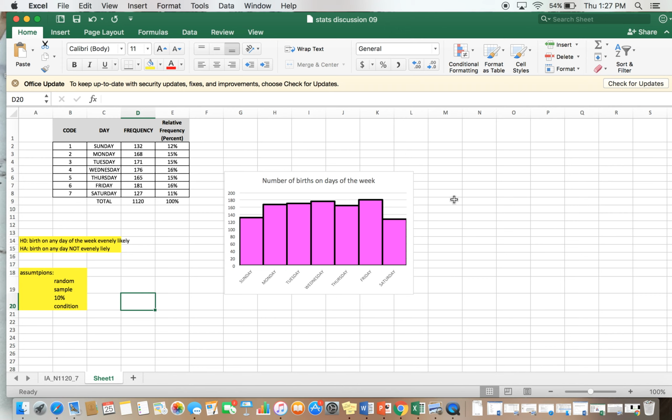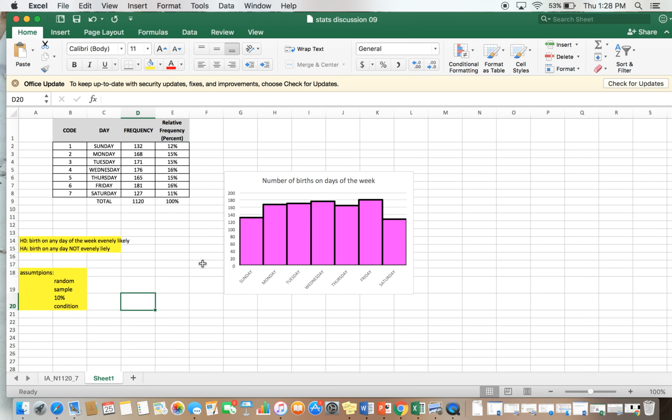So I wanted to do a hypothesis test to see how this all played out. The first things that we have to do before we do a hypothesis test are our assumptions. So random sample, it's clearly a random sample, and the 10% condition are the assumptions that I found the most valid. The 10% condition meaning this is 10% or less of all babies born in Iowa, which 1,120 is definitely less than 10% of the babies born in Iowa in a year.